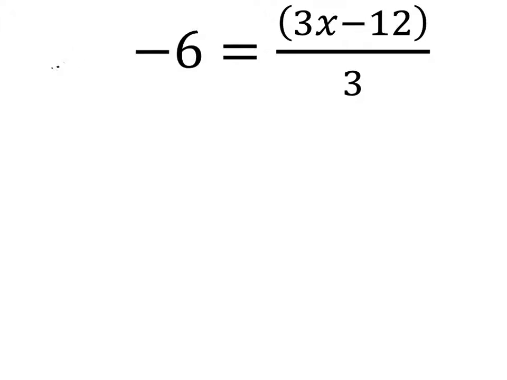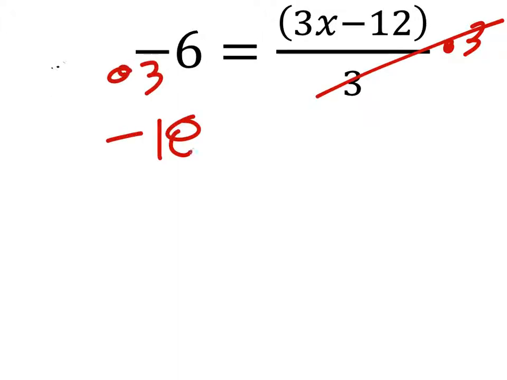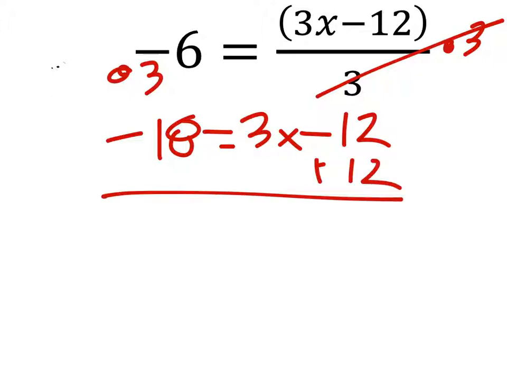So you need to get rid of the denominator, so you multiply by 3. You get negative 18 equals 3x minus 12. And you add 12. And that is 6.